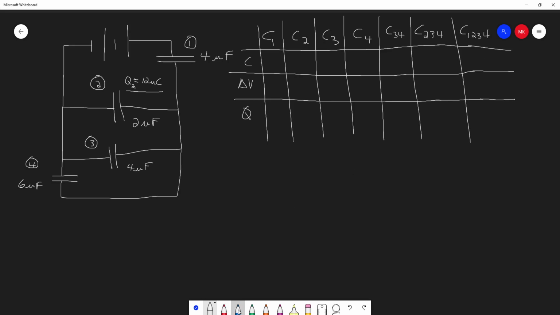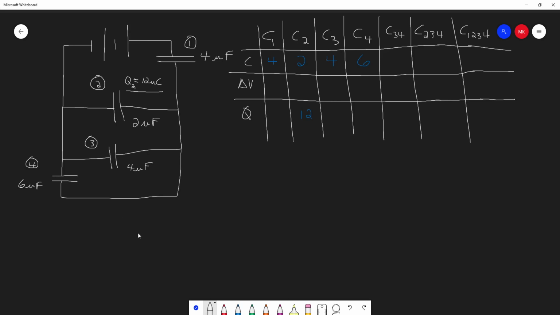And now filling in my knowns into my table, I know capacitor 1 has a capacitance of 4, excuse me. Capacitor 2 has a capacitance of 2, capacitor 3 has a capacitance of 4, capacitor 4 has a capacitance of 6. And the charge on capacitor 2 is 12 microcoulombs. So I'm going to start this by finding all of my capacitances for these three combinations.